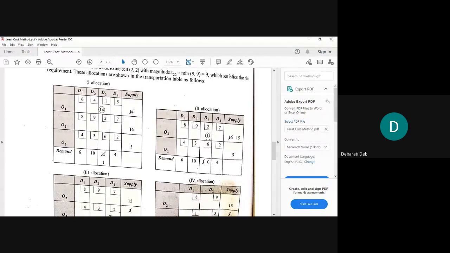When we are allocating 1, we will strike off 1 from the column total and write a 0. Okay? Alright. So what does it indicate? And also in the row total under supply, that is the row total of O2, we will strike off 16 and write 15 because out of 16, 1 has been allocated. So still 15 is left.